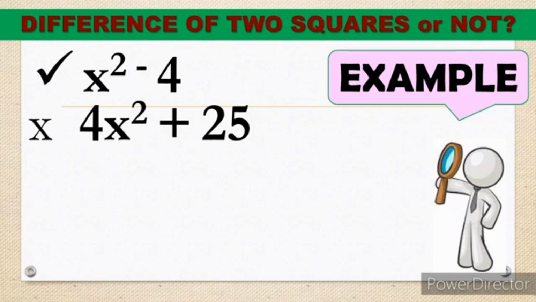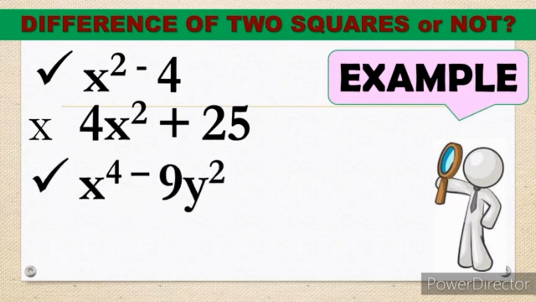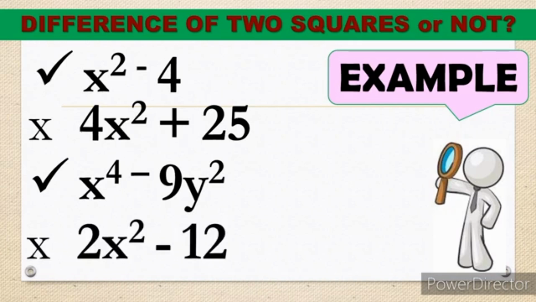Next, 4x squared plus 25. This is not a difference of two squares. Why? Because the middle sign is positive. Next, x raised to 4 minus 9y squared is a difference of two squares because the first term is a perfect square, the second term or last term is also a perfect square, and the middle sign is negative.